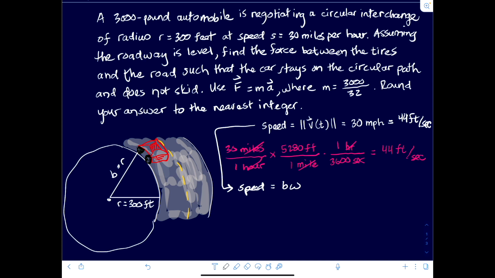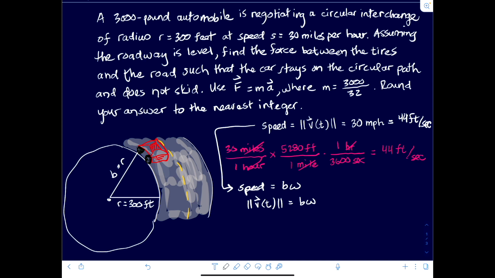Well, what was the speed? The speed was the magnitude of V at t, and that would be equal to b times omega. But don't we know b, and don't we know the magnitude of V at t?